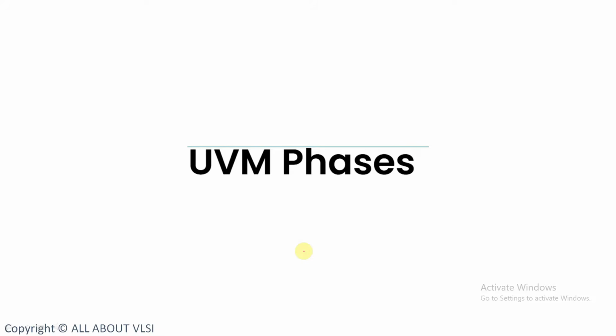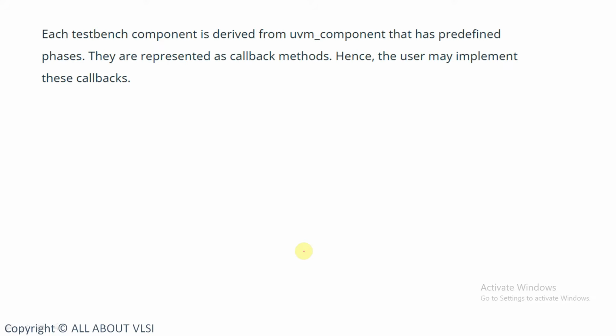In this video, we are going to discuss UVM phases. Let us try to understand what is meant by these phases, why we are using them and how we are using them. Basically, each test bench component is derived from UVM component that we already know, and that has predefined phases. The driver, the monitor and the scoreboard, everything we are deriving from the UVM components, and those parent components already have the predefined phases.